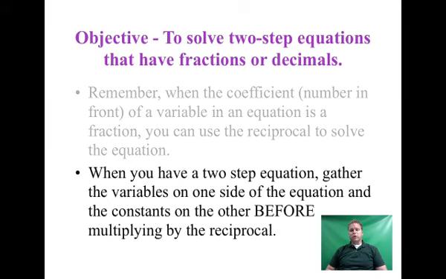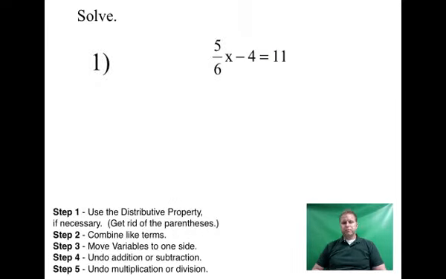When you have a two-step equation, gather the variables on one side of the equation and the constants on the other before multiplying by the reciprocal. This isn't the only way to solve it, but most of the time it is a pretty good way to go about solving an equation. So let's get into it and take a look at number 1.